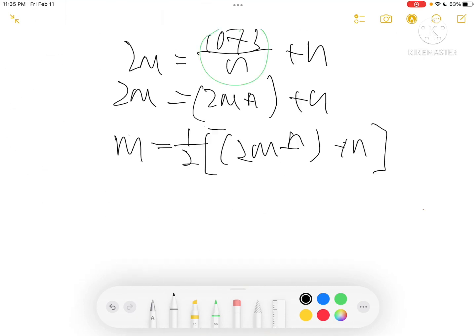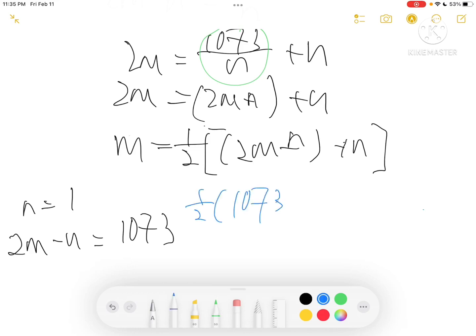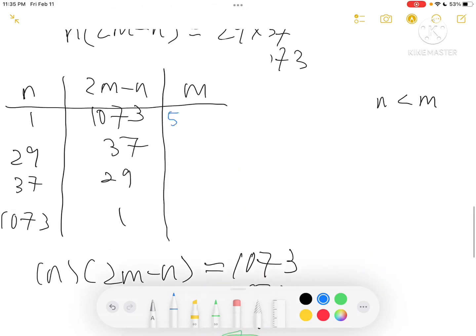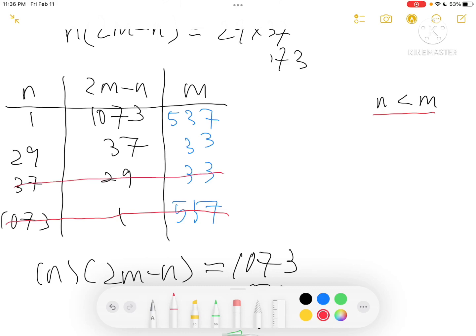Okay, so now we can start calculating for m. For example, in our first scenario, n is equal to 1, 2m minus n is equal to 1,073. So m would be equal to a half times 1,073 plus 1, which is equal to 537. So when we want to check the condition that n must be smaller than m, we see that this case does not work.